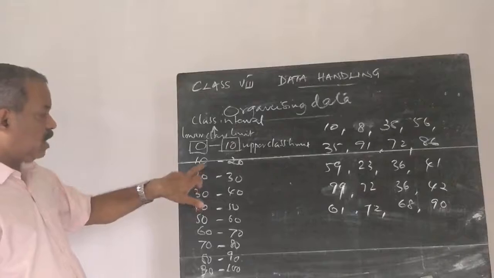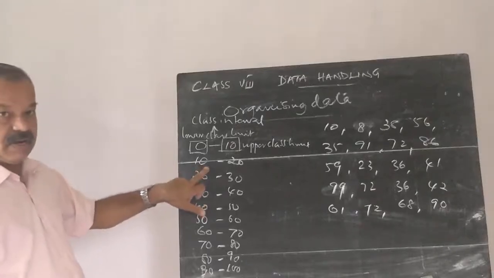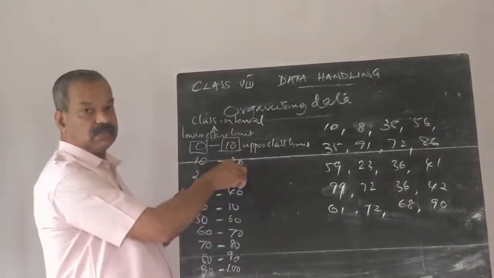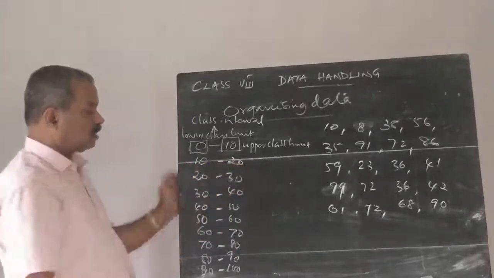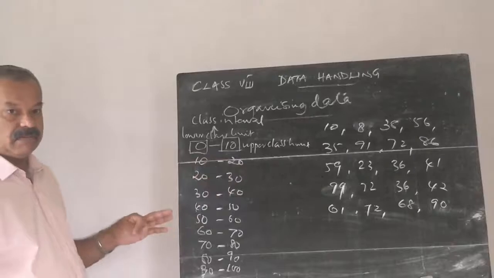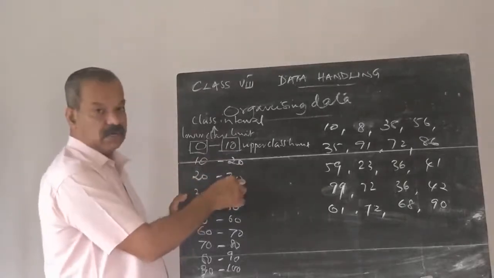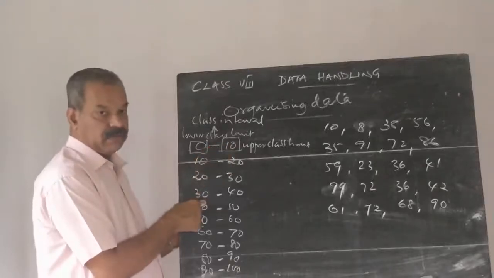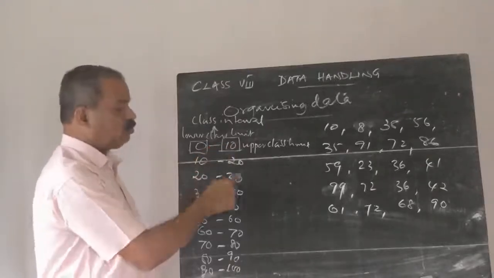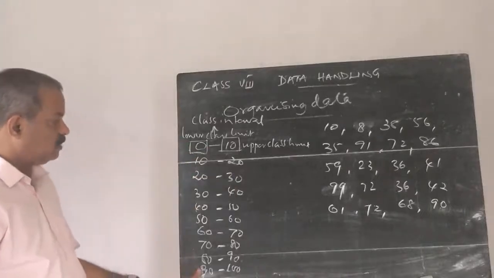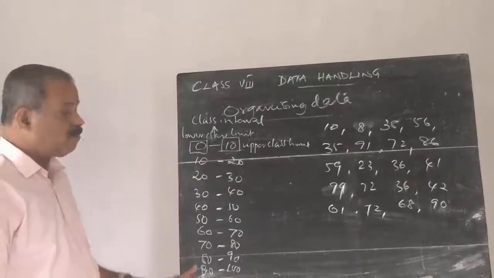What are the marks included in this class interval? 10 to 19, 20 is excluded. So how many scores are there in this class? 10. Here also 10, 20 included, 30 excluded. 30 is in the next class interval. So 20 to 29, 10. That means all these class intervals are of uniform width.